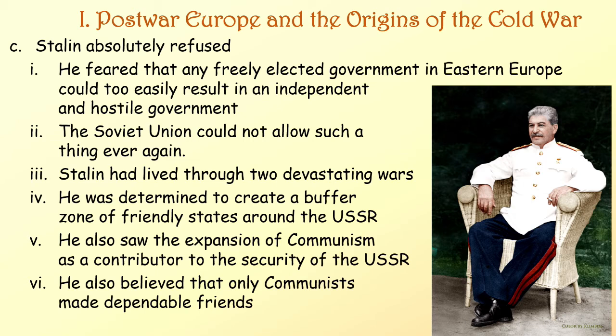He feared that any freely elected government in Eastern Europe could too easily result in an independent and hostile government. The Soviet Union, understandably, after losing 20 million people, could not allow such a thing ever again. Stalin had lived through 2 devastating wars, and he was determined to create a buffer zone of friendly states around the USSR. He also saw the expansion of communism as a contributor to the security of the USSR. And he also believed that only communists made dependable friends.